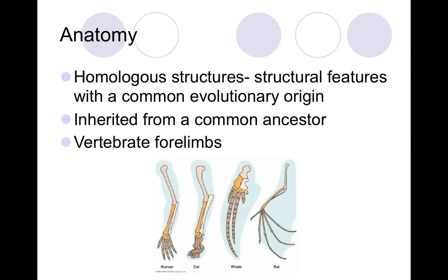Anatomy. You need to know what a homologous structure is, and these have common evolutionary origins. They're inherited from a common ancestor. A great example of this is the vertebrate's forearms. You look at the human, the cat, the whale, and the bat, and you can really tell that at some point in time they were very similar.